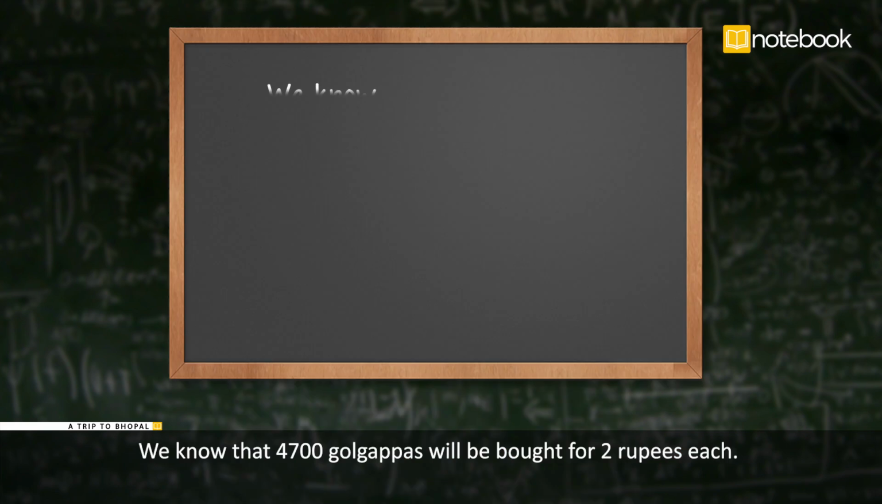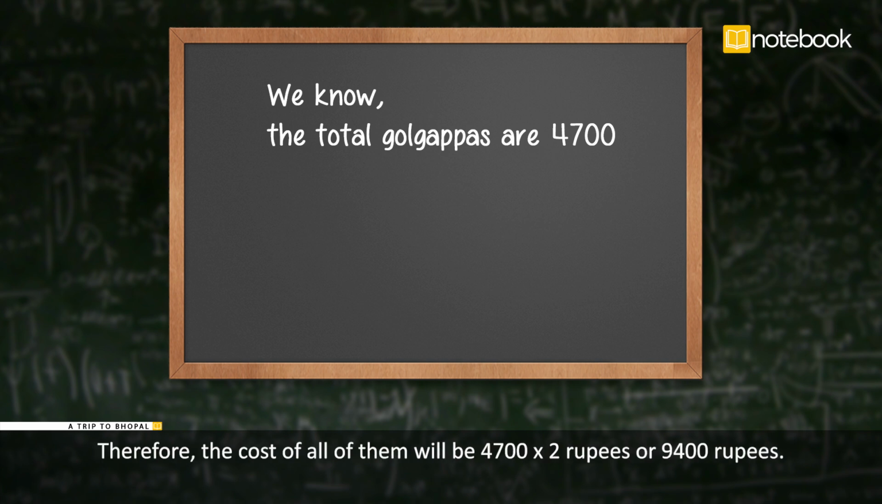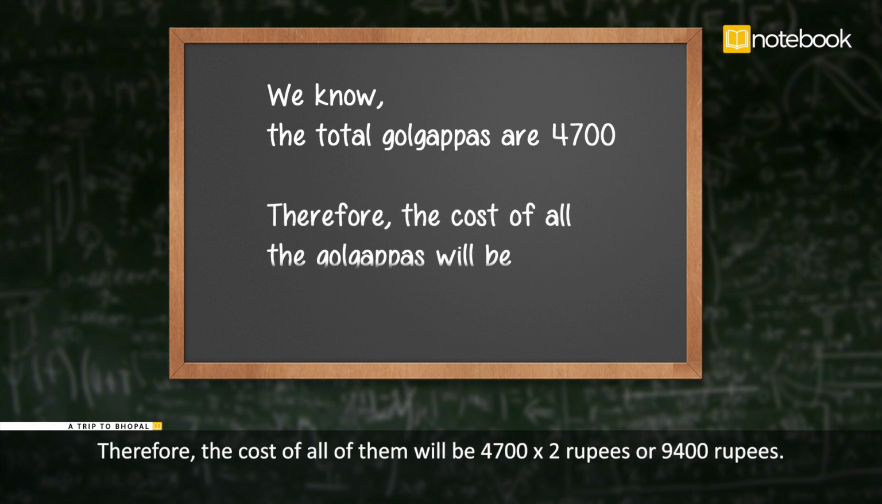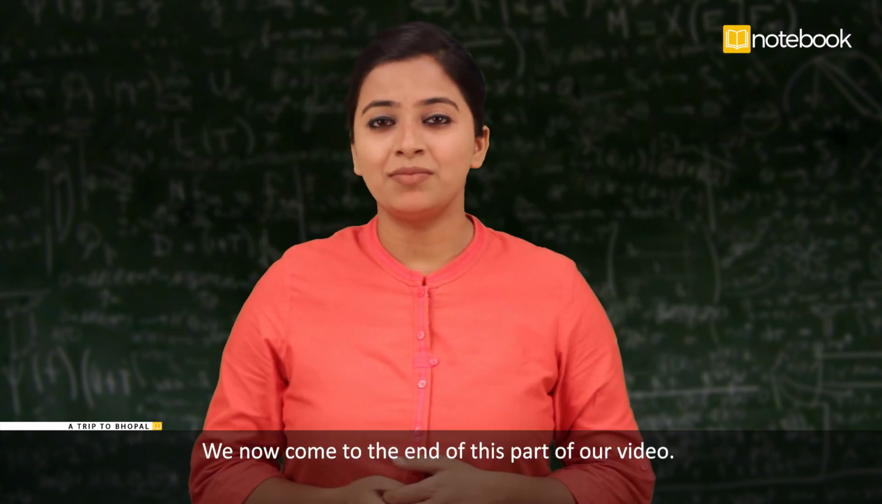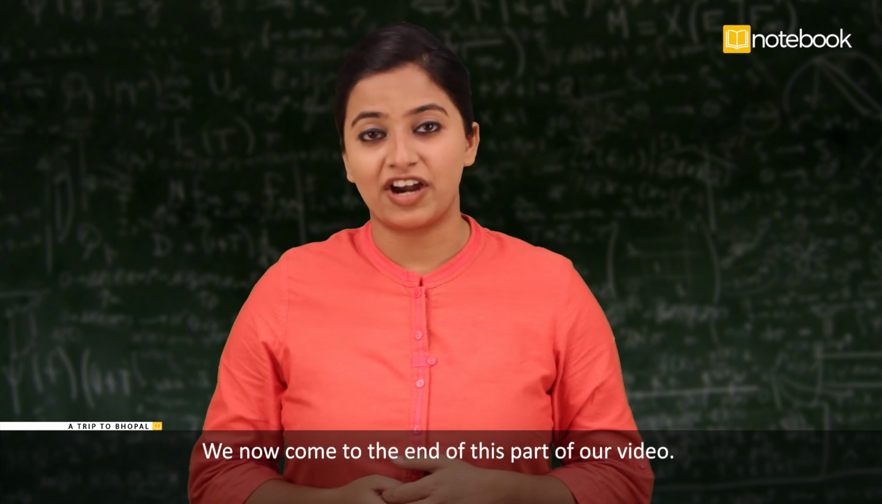We know that 4,700 Golgappas will be bought for 2 rupees each. Therefore, the cost of all of them will be 4,700 multiplied into 2 rupees or 9,400 rupees. Great job!